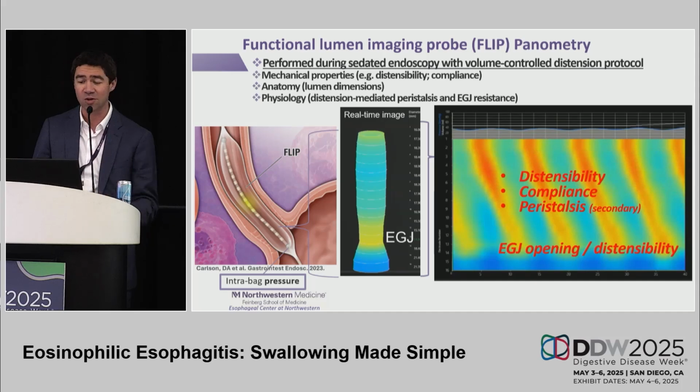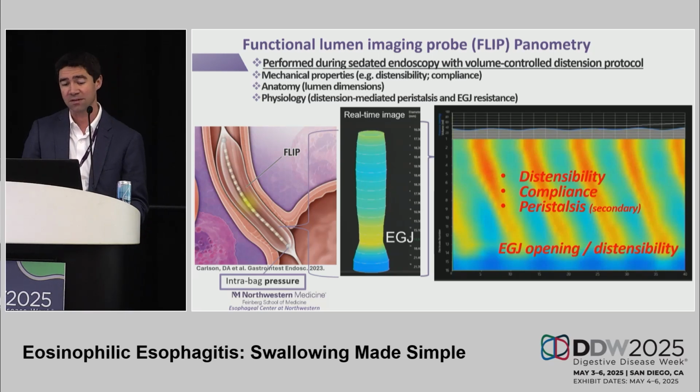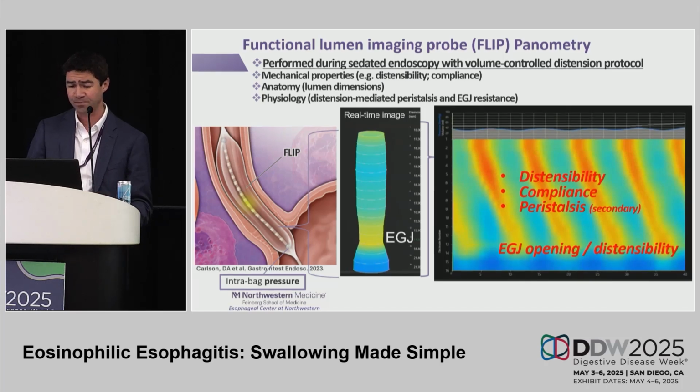And so this is where we've come up with this term of FLIP panometry, indicating that we can get multiple metrics, a panometric assessment of esophageal function here, looking at the mechanical properties of the esophageal body, looking at anatomy and lumen dimensions, and also bringing in motility all to the endoscopy suite.